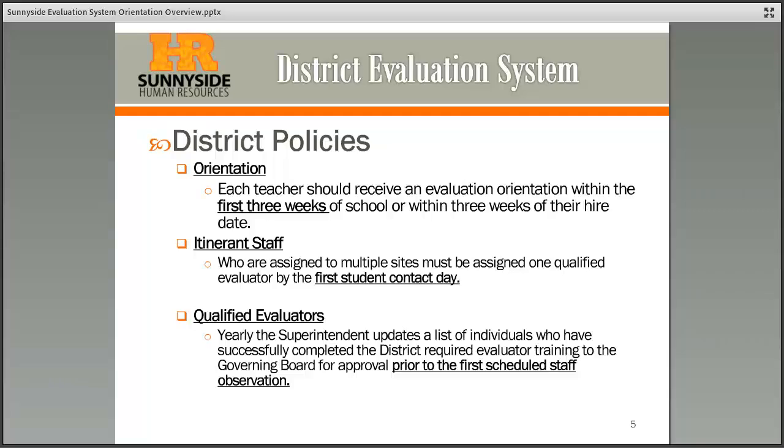District policies also have to be implemented yearly. In August, the orientation on the teacher evaluation system must occur in the first 3 weeks of school or within 3 weeks of an individual's hire date. Itinerant staff who are assigned to multiple sites must be assigned one qualified evaluator by the first student contact day. Yearly, the superintendent submits a list of qualified evaluators to the governing board for approval. Qualified evaluators must be approved prior to completing any evaluations.